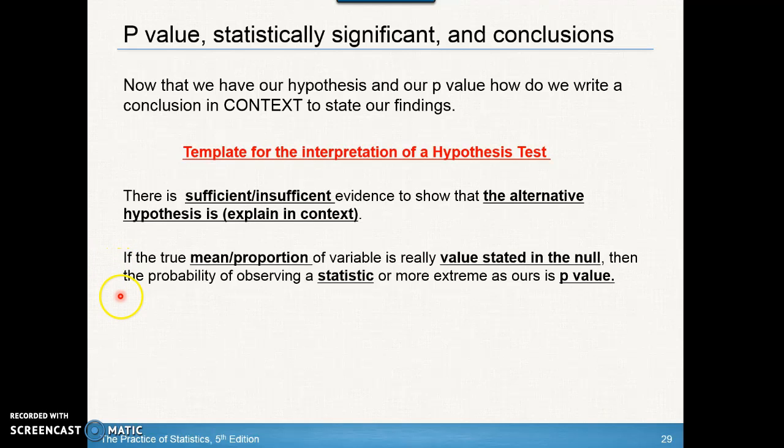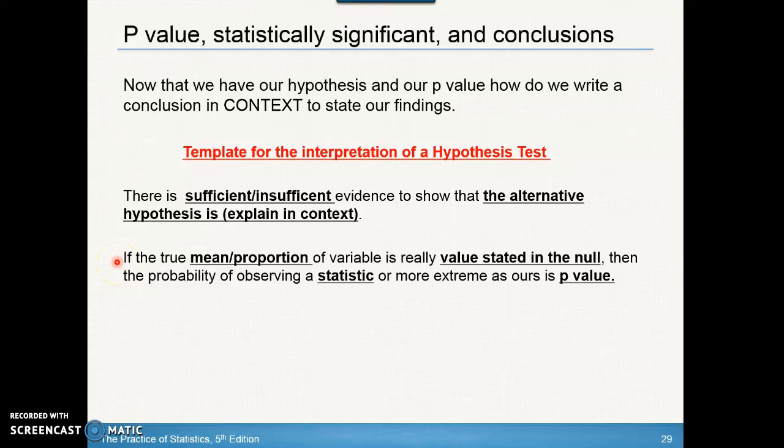And then this second sentence is the interpretation of the p-value, okay? Remember, what we're doing is we're taking a look at the true mean or proportion, that's our hypothesis, and we're testing how far away our sample is from that. So if the true mean or proportion of a variable is really 80 or whatever value stated in the null, then the probability of observing a statistic as extreme or more extreme as ours is the p-value. So basically you're giving what the p-value means.